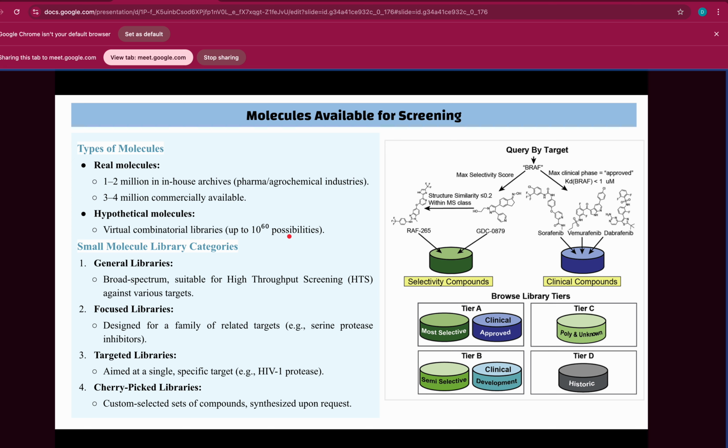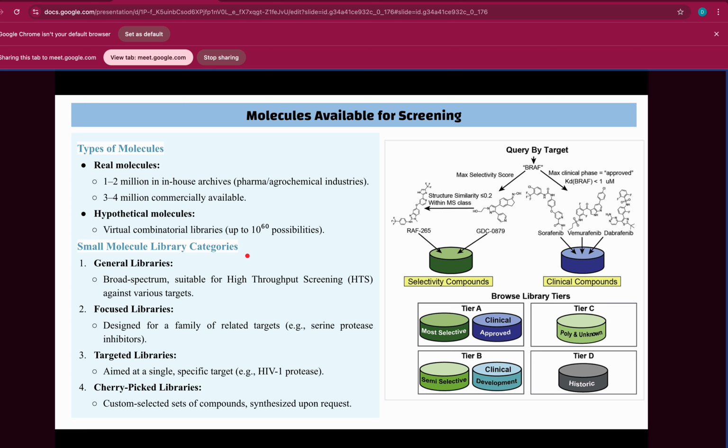You can synthetically construct them. For example, in case of de novo drug design, as we know, we are constructing them, they are not already available. We only know about the functional groups which must be conserved, and then we are simply linking them to each other. So that comes under hypothetical molecules. So these molecules can be used for virtual screening.